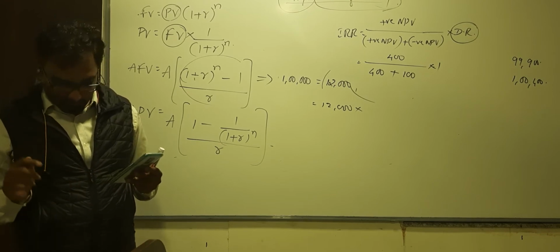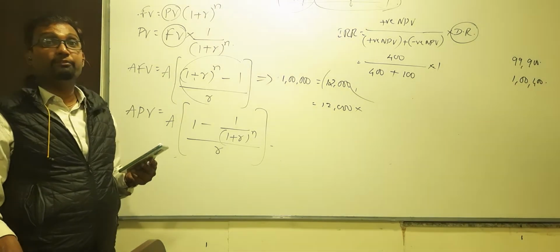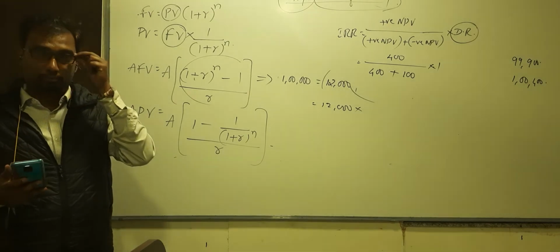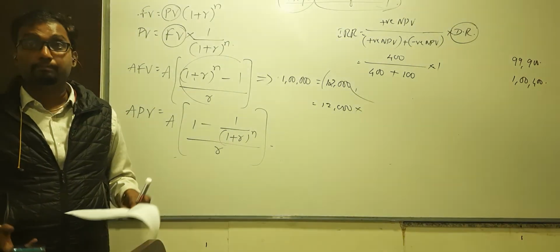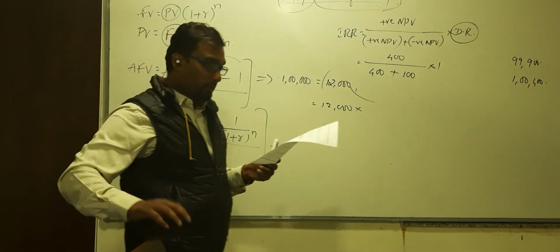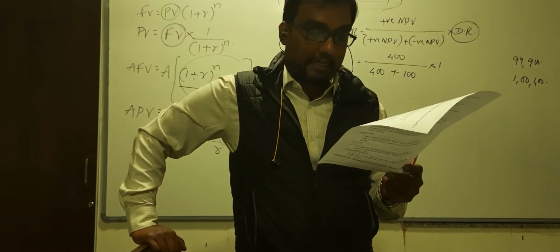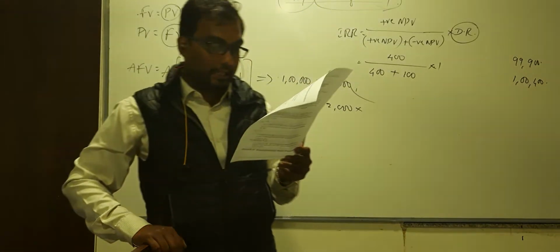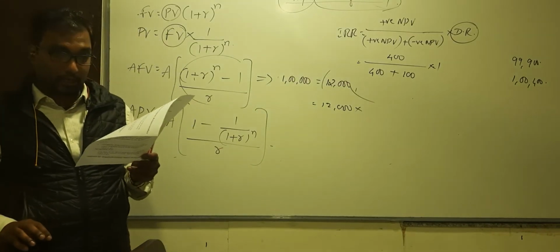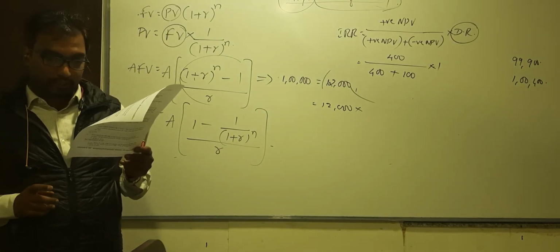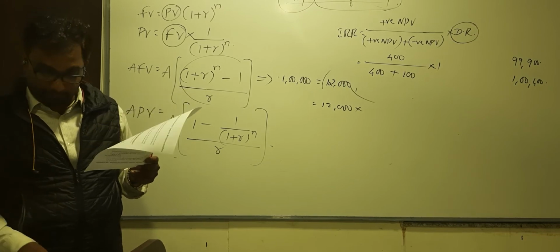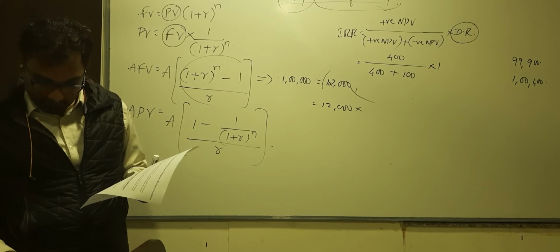Look at the 15th problem. What is the present value of income stream which provides rupees 25,000 at the end of year 1, rupees 30,000 at the end of years 2 and 3, and rupees 40,000 during each of the years 4 to 8 if the discount rate is 50%.